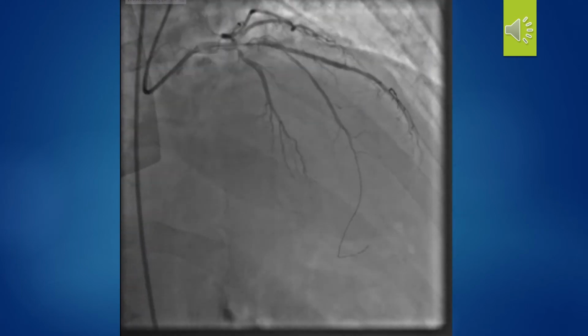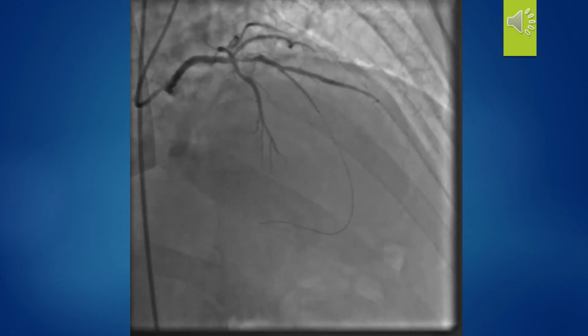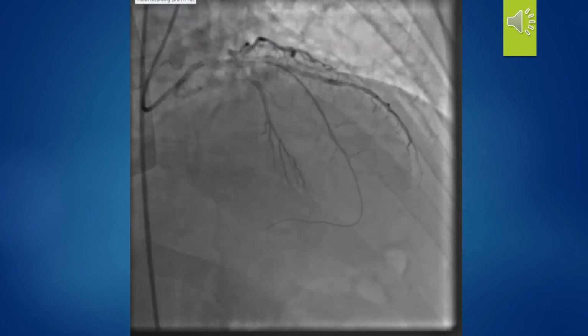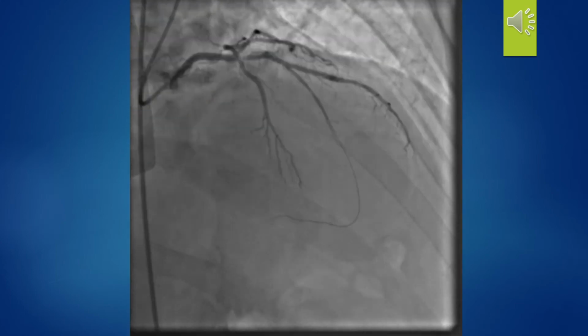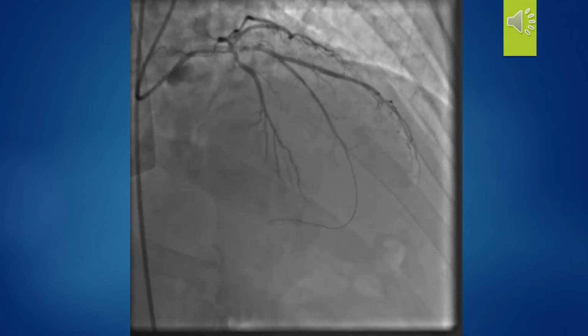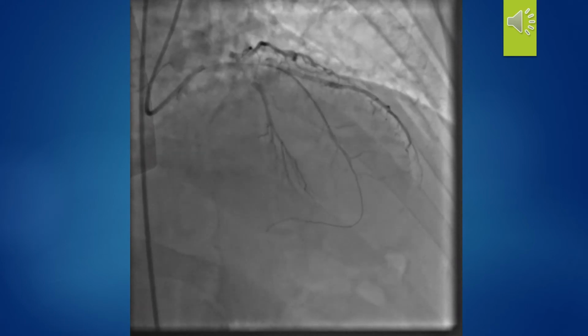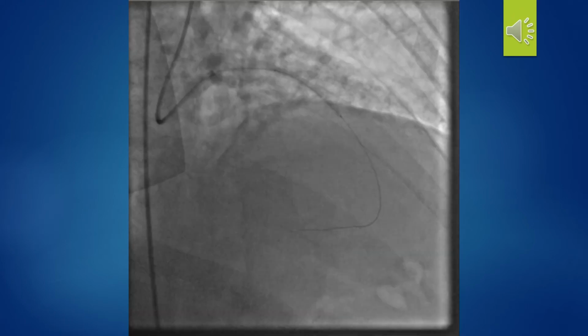Here is a scene of the diagonal stent after deployment. Then I passed a 2.25 by 38 mm drug-eluting stent in the LAD for bifurcation stenting, and I deployed that at high atmosphere. This is the image after the deployment of the LAD stent.